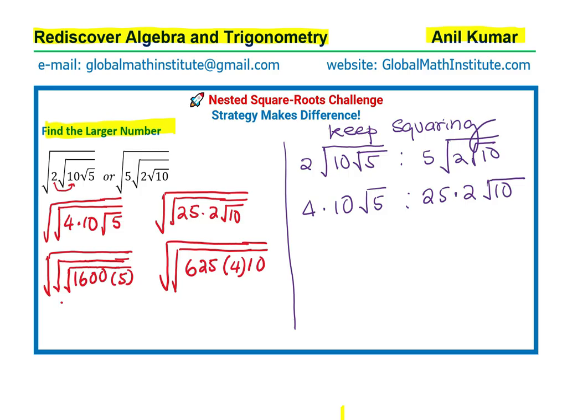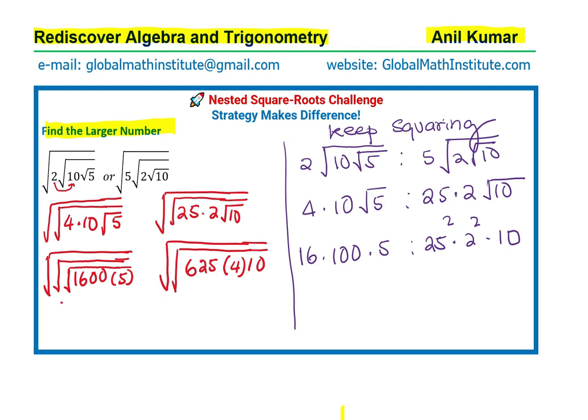Now, when you square this time, 4 square is 16, so 16 times 10 square is 100, and then times 5. Great. Here, once again, we have 25, so we'll write 25 square and 2 square, and times 10. So almost the same numbers, correct? So either way, you actually land up with the same numbers.